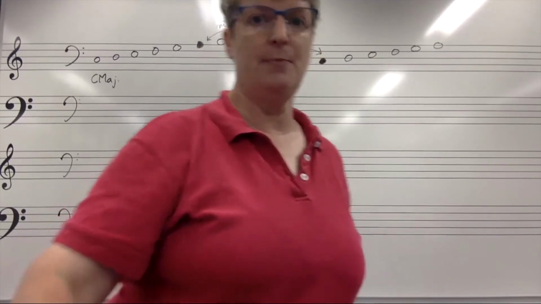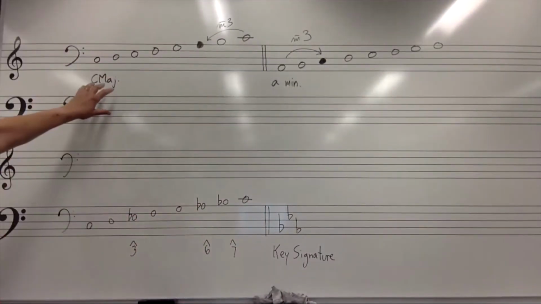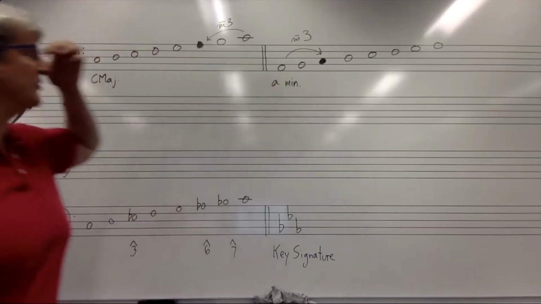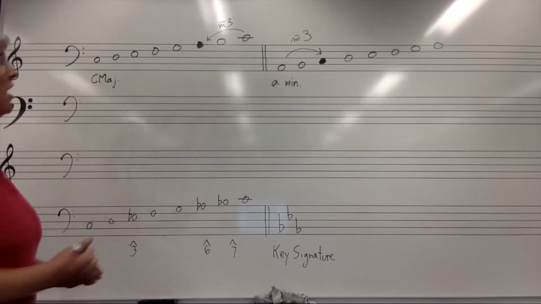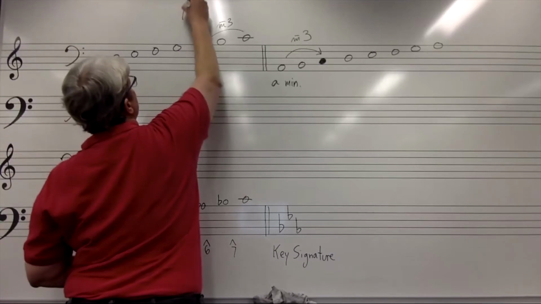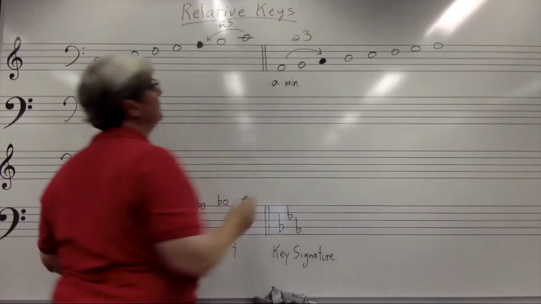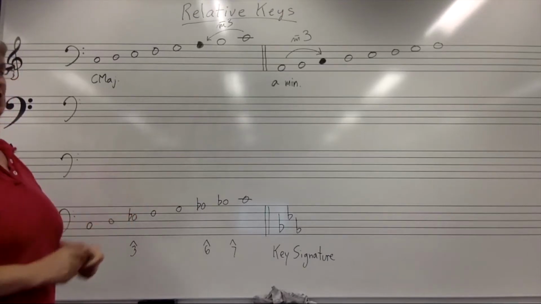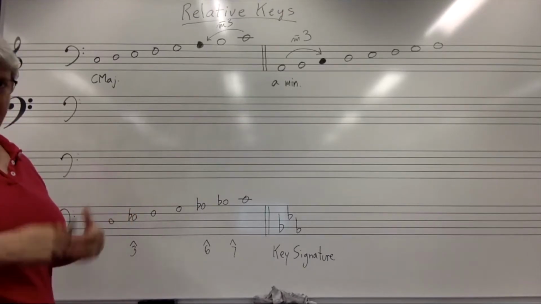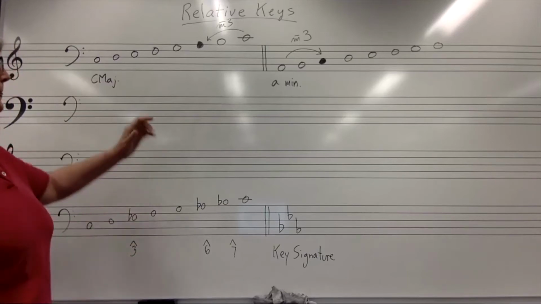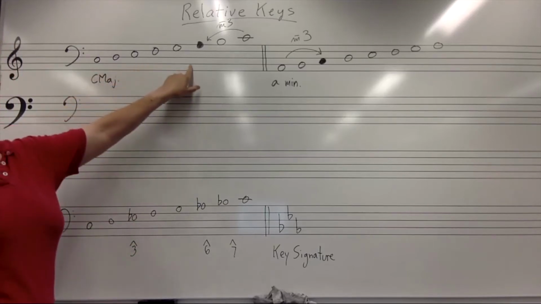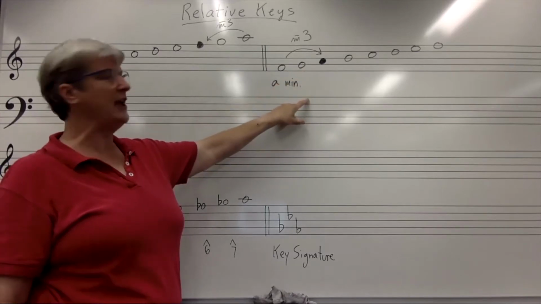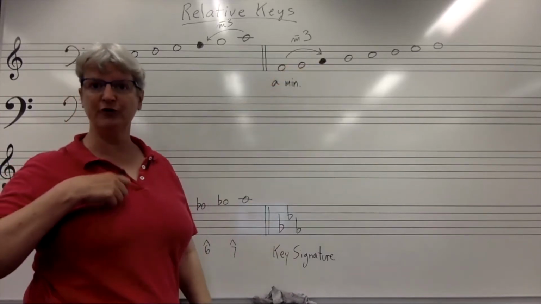They have the same sharps in the same order, they have the same flats in the same order. Take a look at what I've written up at the top of the board. I've written on the left the C major scale, and on the right I've written the A minor scale. These keys are what are called relative keys. They are related to each other because they share the same key signature and they share the same notes. So C major has no sharps, no flats. A minor, at least in the natural minor scale, has no sharps, no flats.